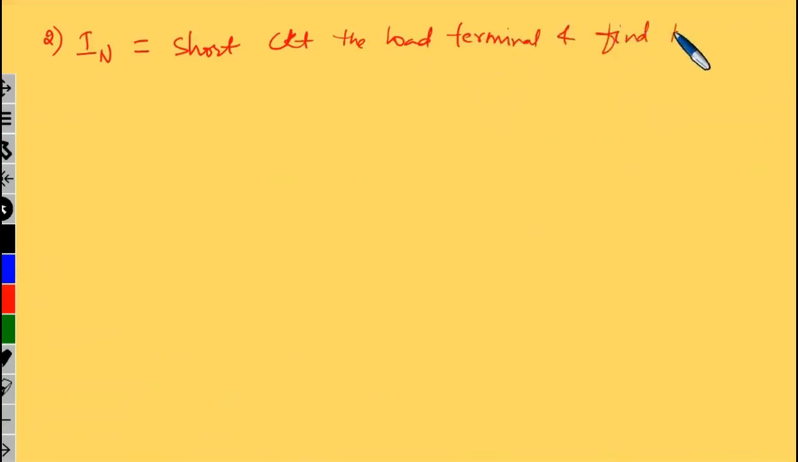Now we are going to find out our second step. There we found V Thevenin. Now here we are going to find out I Norton, the Norton current. So for this, what you have to do is, instead of removing the load resistor, we are going to short circuit the load terminal and find the current across the short circuit.